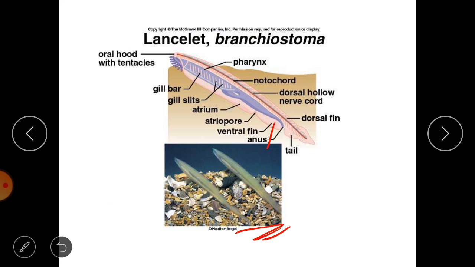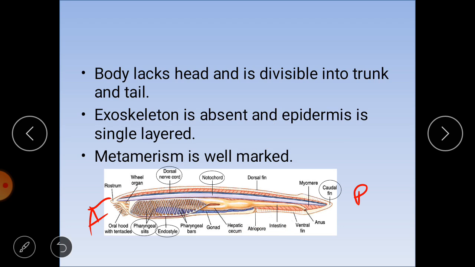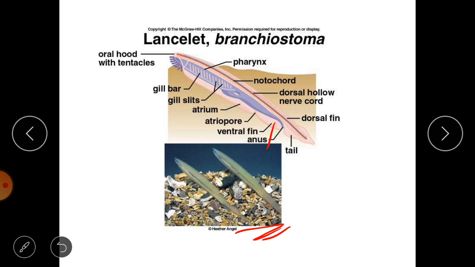Metamerism is well marked. What is this metamerism? If you notice this picture, it is nothing but segmentation, a segmented body. If you observe Branchiostoma, they have small segmentations, which we call myotomes or muscle folds. It is a very common feature in cephalochordates.